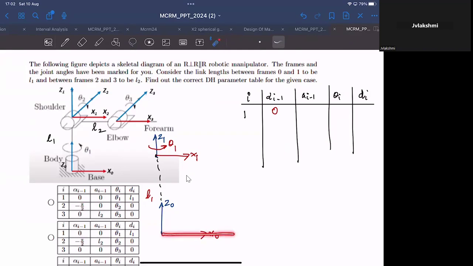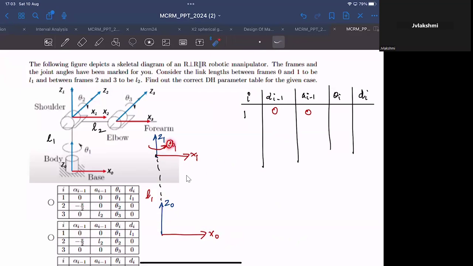a i is the distance you have to move along X0. Now they are already aligned: frame 1 and frame 0 have equal X coordinates, so you don't have to move along X0. If you move along X0, it'll become somewhere here, and you have to make sure that this frame reaches this frame. But you don't have to move along X0; you only have to move along Z0. So a i minus 1 is 0. And theta i, what would be theta i? Theta i is the angle you have to rotate about Z1 so that X1 and X0 will be aligned.